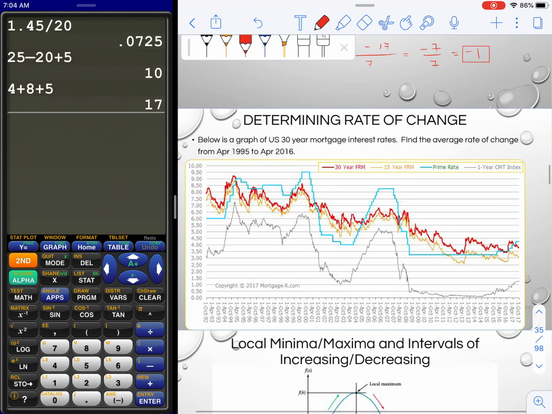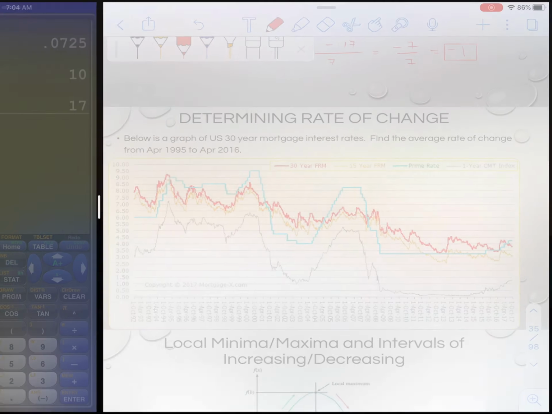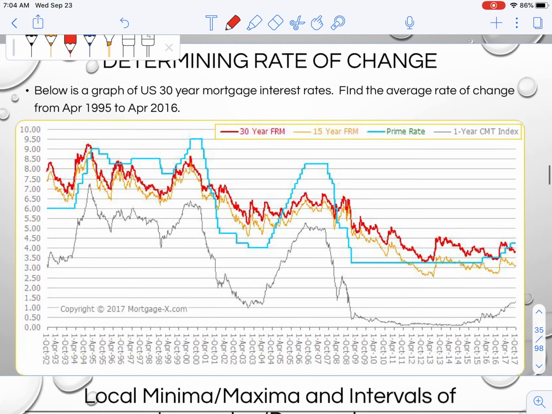Now, here we're looking at the average mortgage rate. I'm going to get rid of the calculator for a minute. We're looking at mortgage rates, 30-year mortgages over the period 1995 to 2016. And here in red is our 30-year fixed mortgage rate. Okay, that's our normal that we're looking at.